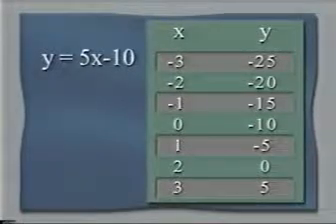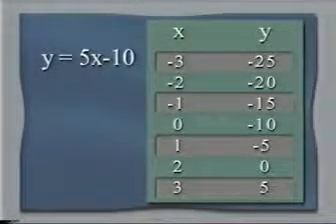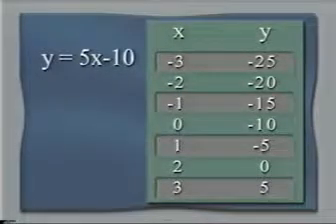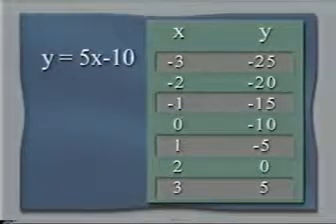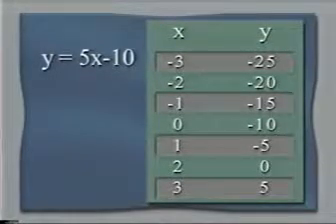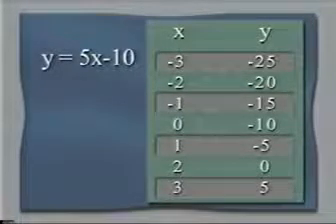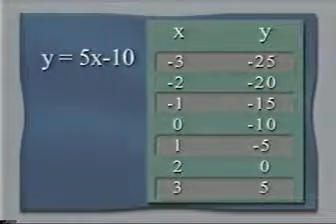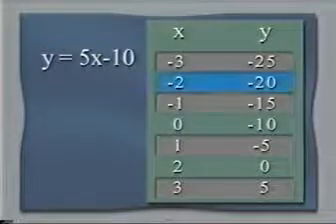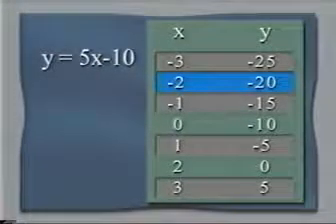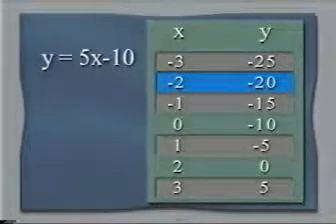Again, we have a roster of points. The values of x are the same, -3 to +3. The values of y are obtained by replacing x with each of those numbers and getting the y value out. For example, if we put in -2 for x, 5 times -2 is -10, minus 10 is -20.